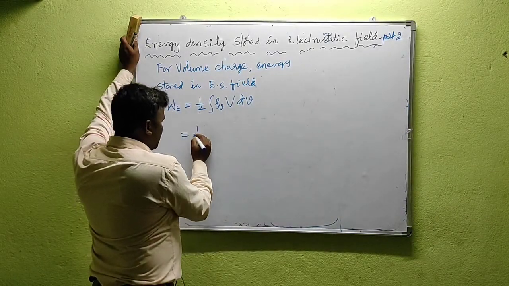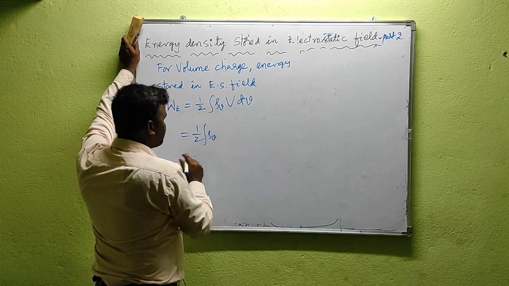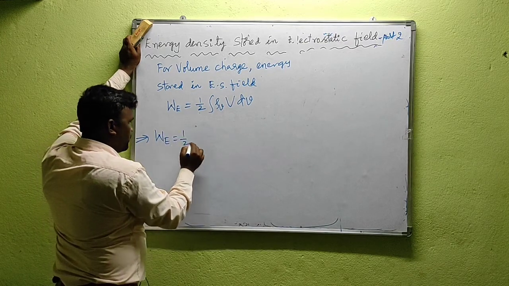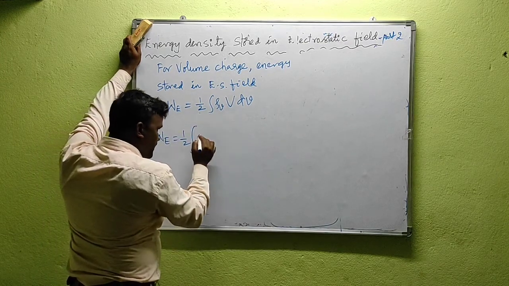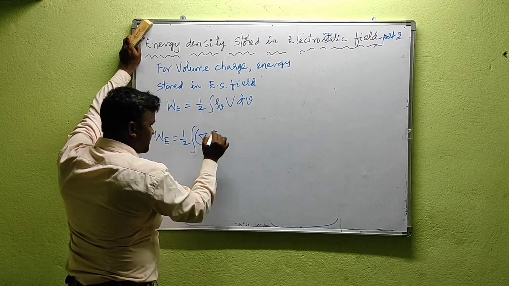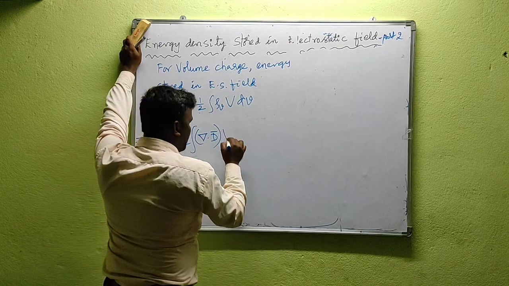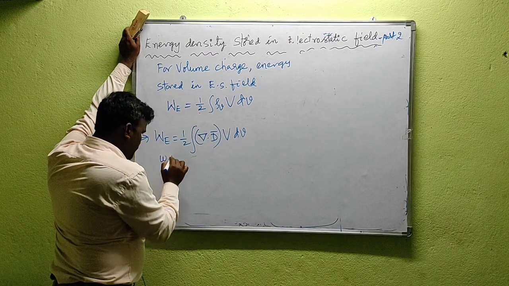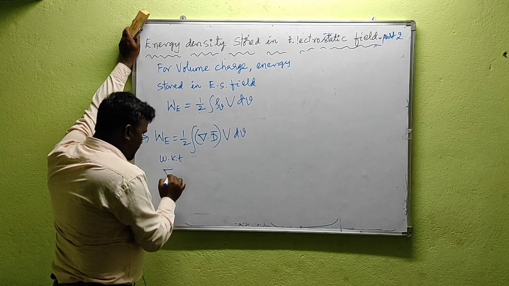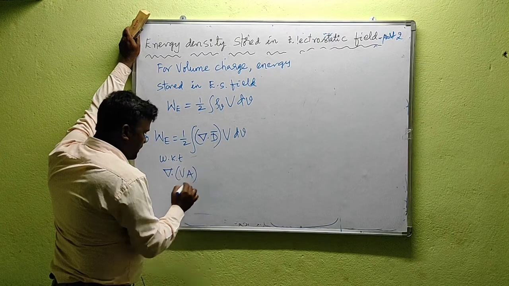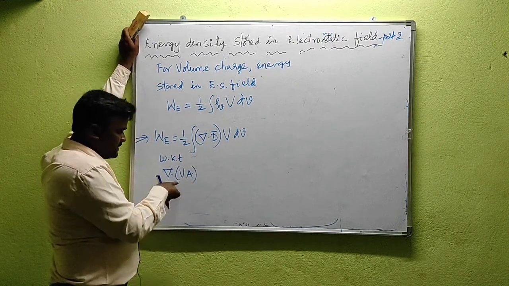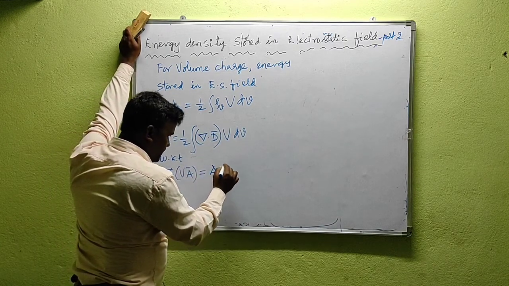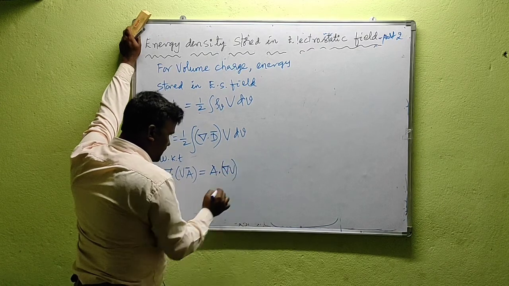Now we can write W_E equals 1 by 2 integral rho_V. This rho_V can be written as del dot D from Maxwell's first equation, so del dot D into V into dV. We know that del dot V A, where V is a scalar whereas A is a vector, can be written as A dot del V.